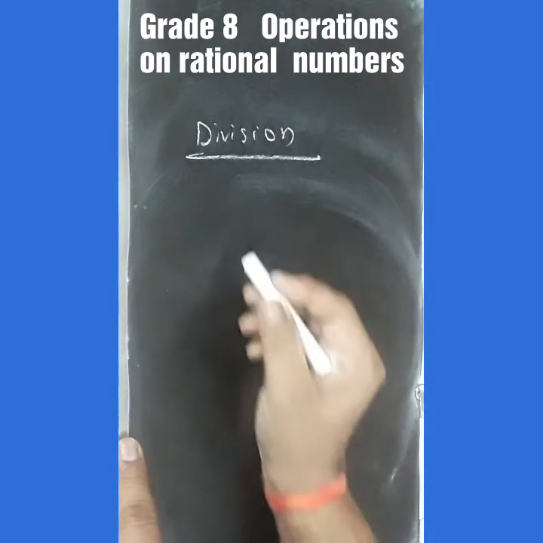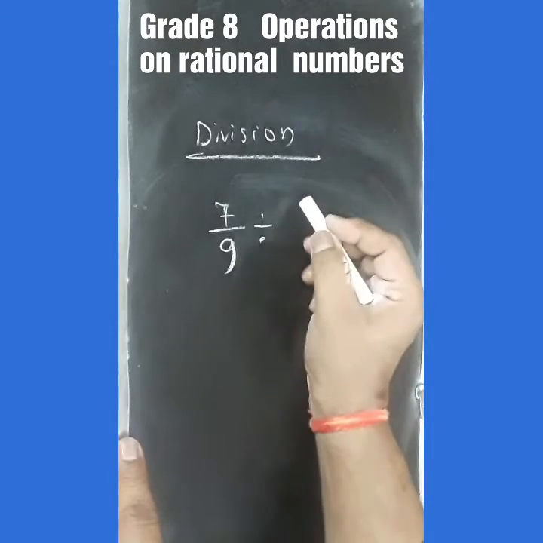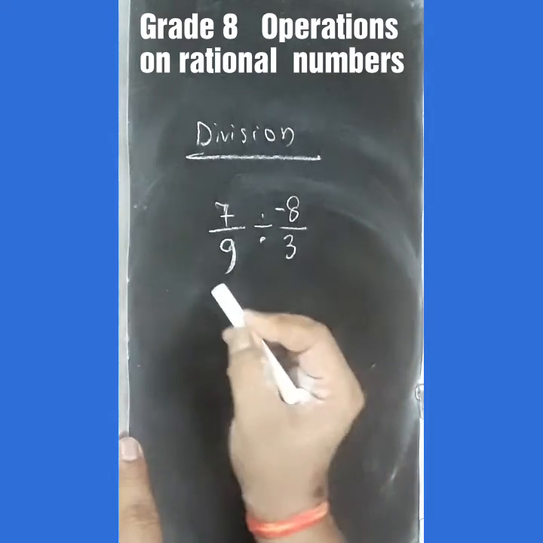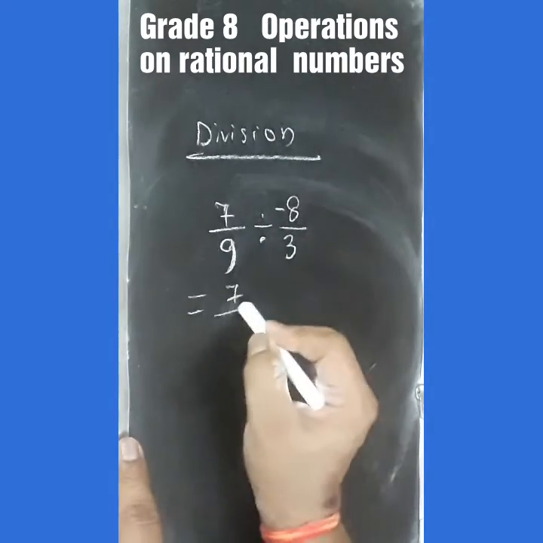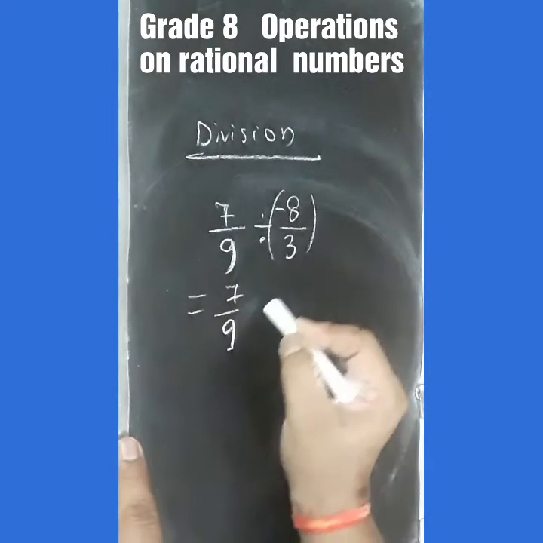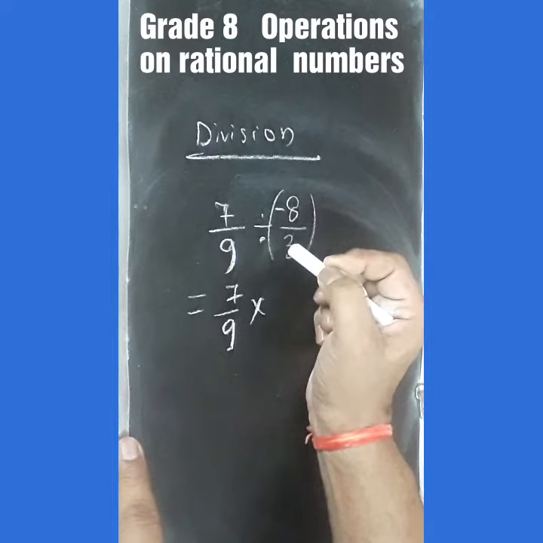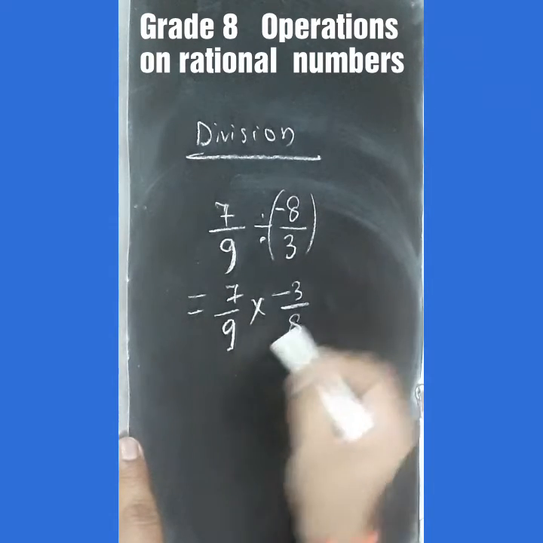Let us take one more example. If we have to divide 7 upon 9 by minus 8 upon 3. We are taking a minus sign also here. Here 7 upon 9, the division will change into multiplication, but the minus sign will remain here. It will be written minus 3 upon 8.